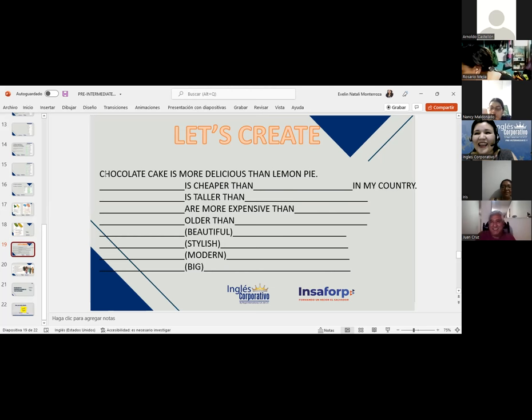Máximo is older than Luis Arevalo. Good. My sister is taller than me. Very good. Thank you, Nancy. Bye-bye. Rosemary, give me your sentence.